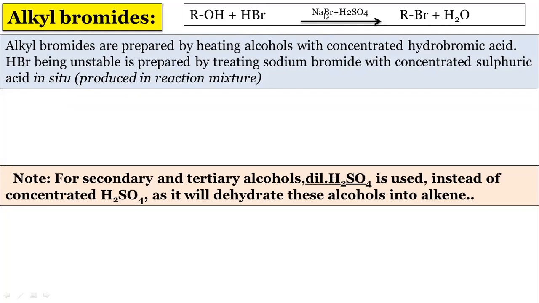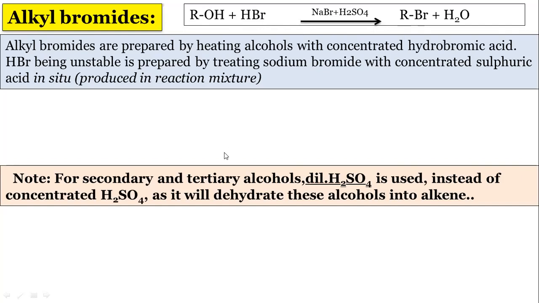When sodium bromide and H2SO4 react, at that instant, at that reaction time, this HBr is prepared. So it is called in situ preparation. In situ means it is produced in the reaction mixture. When sodium bromide and concentrated H2SO4 react, HBr is prepared, and this HBr further reacts with alcohol, this OH is replaced with bromine, and we get alkyl bromides.